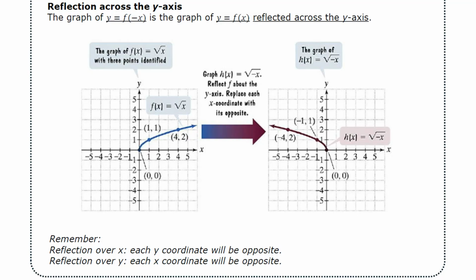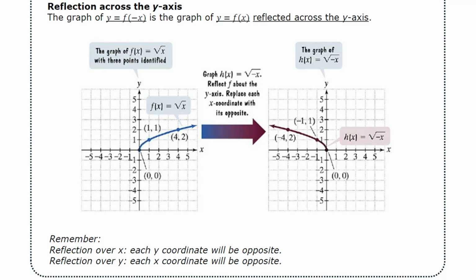When we reflect it over the y-axis, we're replacing each x-coordinate with its opposite. So now we are given the red graph here, h of x equals the square root of negative x. So reflection over the x, each y-coordinate will be the opposite, and reflection over the y, each x-coordinate will be the opposite.